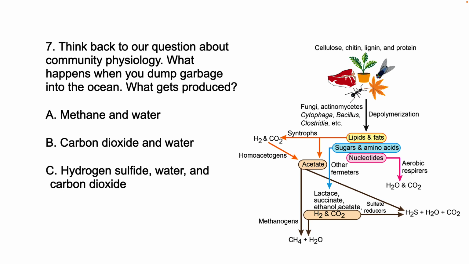Under aerobic conditions, you'll get water and CO2, but under anaerobic conditions where there is no oxygen, because there are sulfate ions in the ocean, you will get hydrogen sulfide, water, and carbon dioxide. This is why it's a really bad idea to dump our garbage into the ocean, and we should try to keep it clean, because hydrogen sulfide is a poisonous gas. It will kill ocean organisms, and it can also be dangerous to humans.